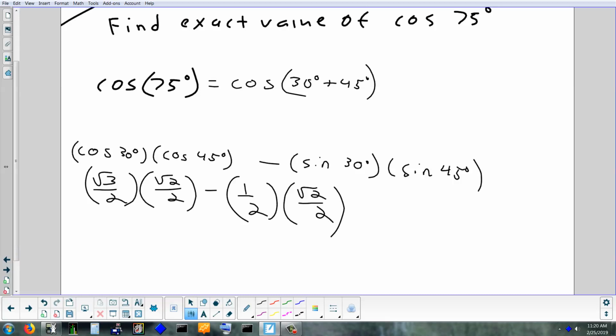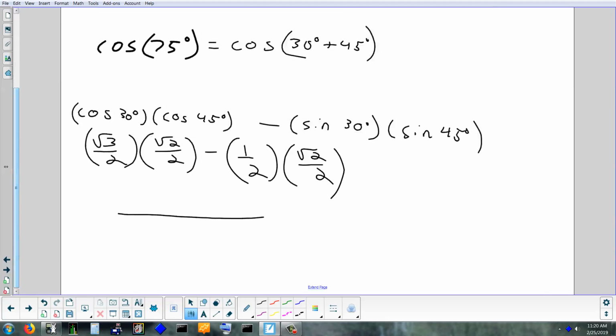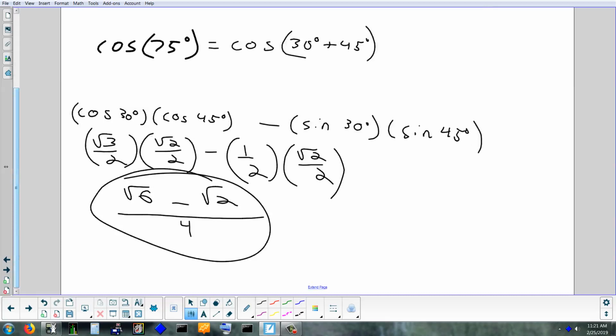Okay, so let's do it all at once. What's the denominator going to be for everything? 4. It's going to be a 4 with a minus in the top. What's going to be on the left side of the minus? Square root of 6. Yep, and on the right side? Square root of 2. And that's it. If you type that in, and you type in cosine of 75, you'll get exactly the same answer. But this is the exact answer. That's not a decimal. Okay, any questions on that?